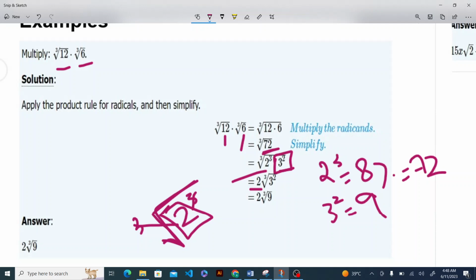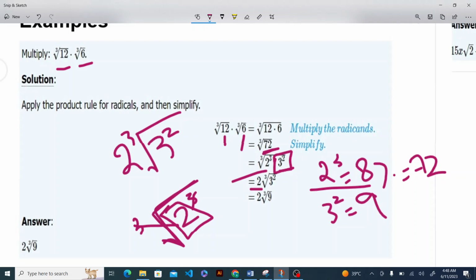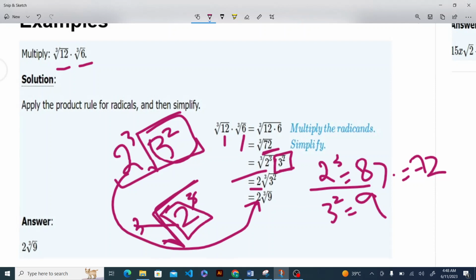This will be the value. See, 2 has come out of the radical, and this cube root contains inside it the value 3 square. Okay, so this is the step we have done here. Finally we have got this value, and then obviously when 3 is multiplied with 3, that means 3 square is equal to 9. So the final answer will be this: 2 cube root 9.